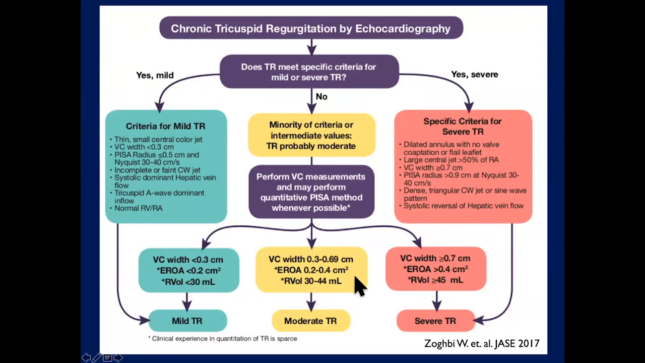Specifically, you need to calculate the vena contracta width, effective regurgitant orifice area using the PISA method, and the regurgitant volume. And if that tells you that somebody has mild or severe tricuspid regurgitation, then that can help you categorize your tricuspid regurgitation. However, if it doesn't fit into either one of these categories, then you have probably moderate tricuspid regurgitation.